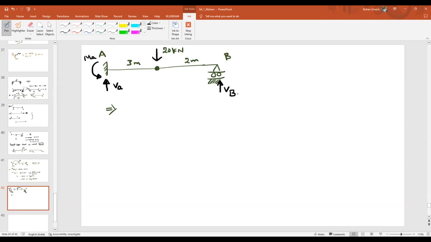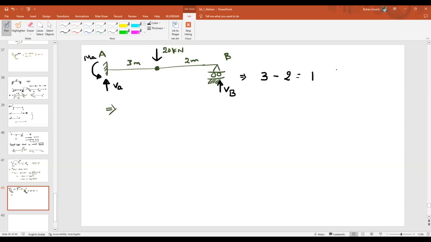Now total how many forces are there? 3. How many equilibrium equations do we have to consider? 2, sir. Are we considering any horizontal force? No, sir. Then there is no need to consider the summation of x equal to 0. That's why 3 minus 2. That will be equal to 1.